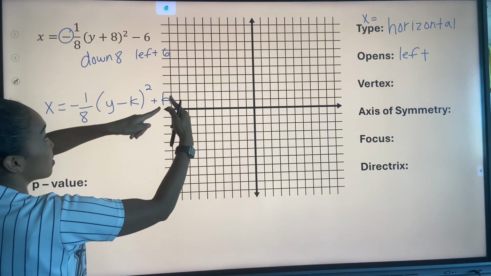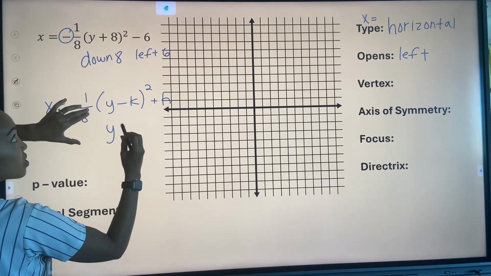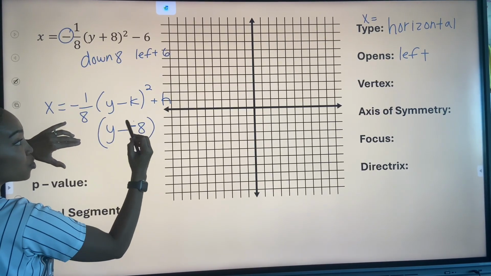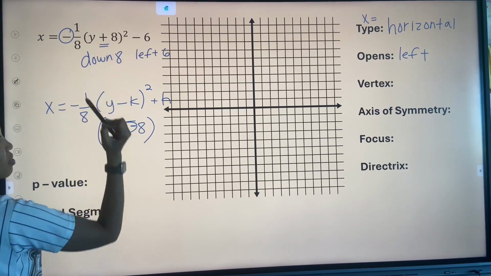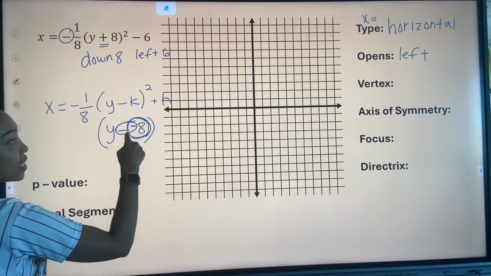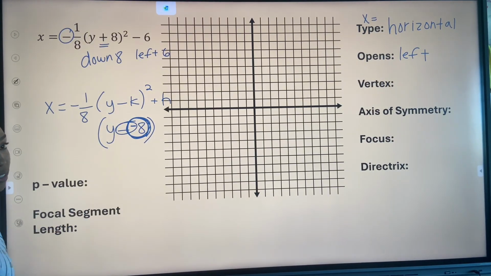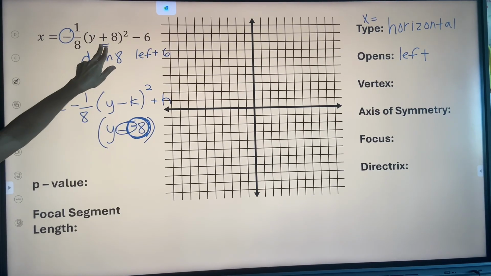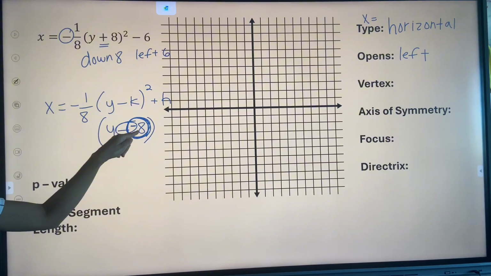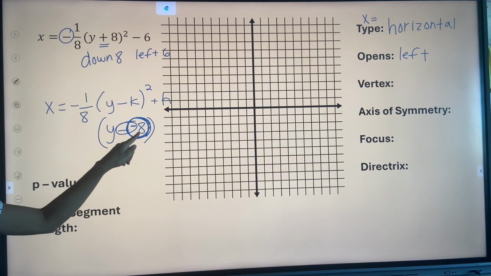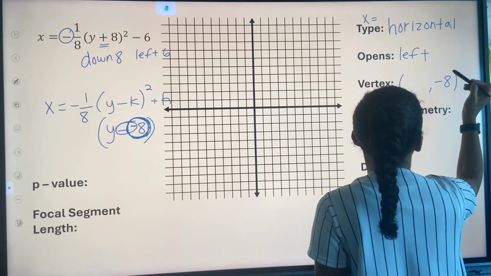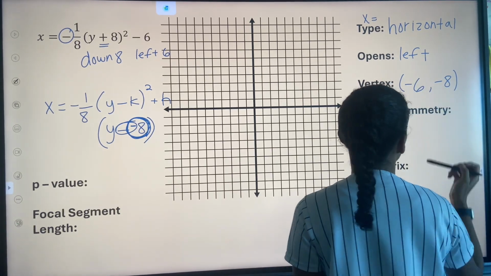H is negative 6. Here, what they did was they put minus a negative 8 right there. And those 2 negatives made that positive. So you actually went negative 8, which is down 8. So you can either think of it as transformations, it went down 8, or you can think of the equation. What number did they plug in to get that? They plugged in a negative 8. So it went down 8, so this is negative 8, and left 6.